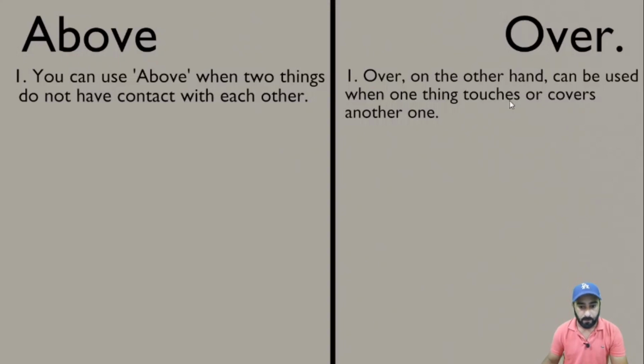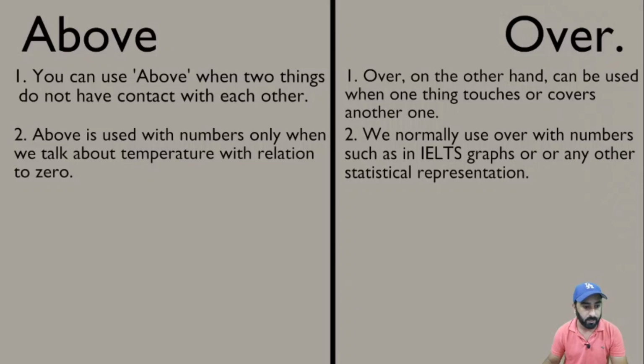So now let's look at another difference between above and over. In this difference we can see above is used with numbers only when we talk about temperature in relation to 0, and over, on the other hand, we normally use with numbers such as in IELTS graphs or any other statistical representation.